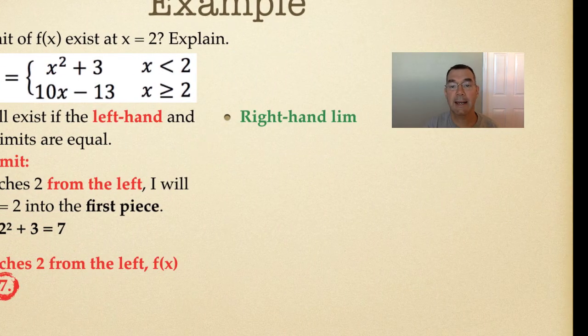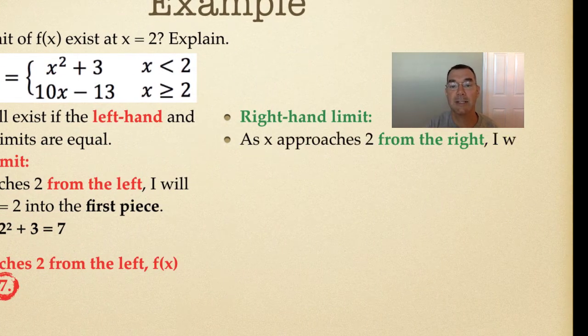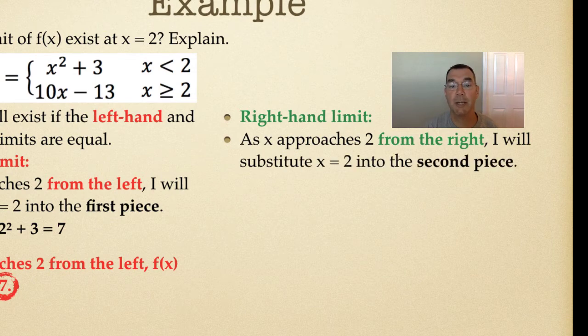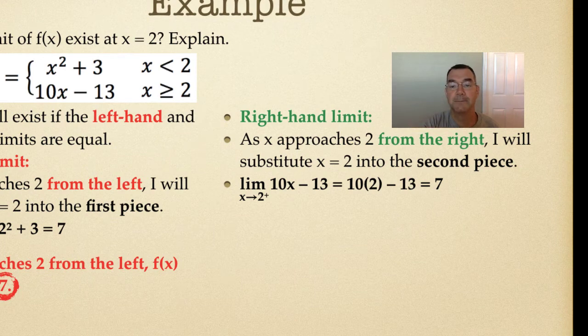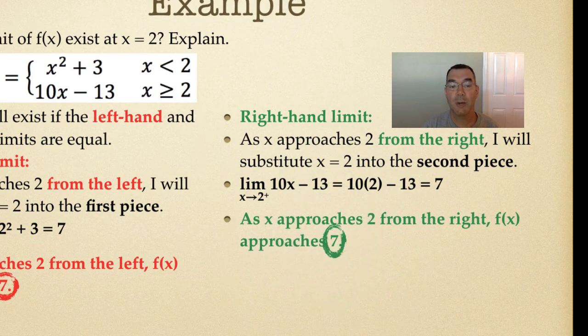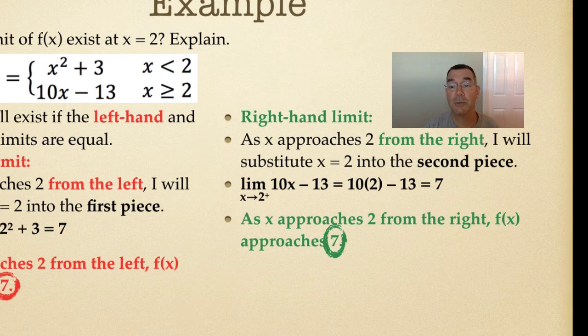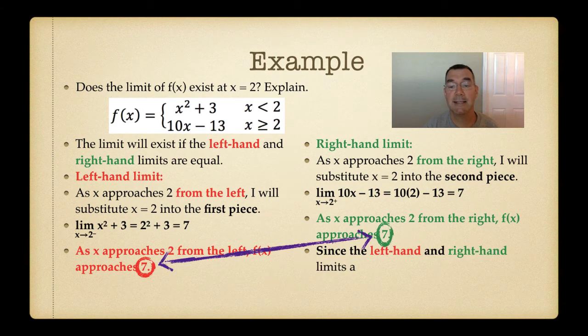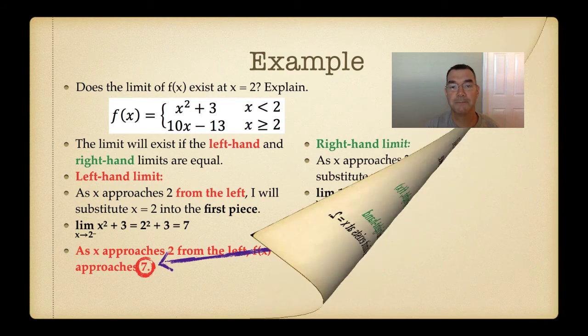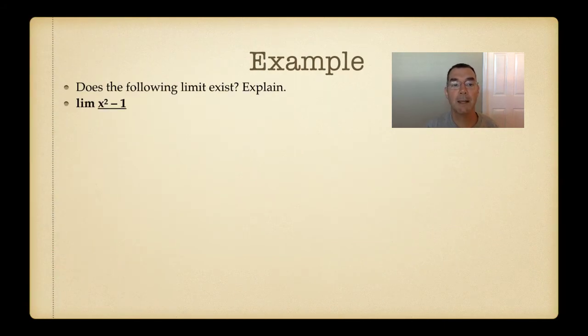All right, and then if I look at the right-hand limit, now I'm looking at x's that are a little bit bigger than 2, so I need to plug 2 into the right side, or the second piece of that function. And if I do that, I also get 7. Okay, and so what I notice is as I approach 2 from the left, f of x approaches 7. As I approach 2 from the right, f of x approaches 7. Since they're approaching the same value, the limit does exist at x equals 2, and it has a y value of 7.